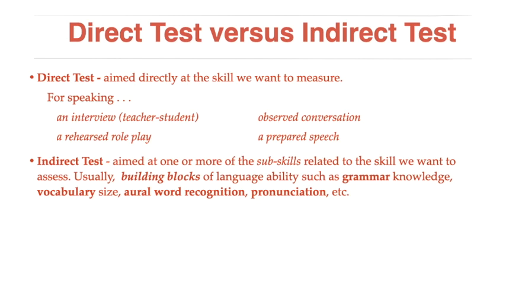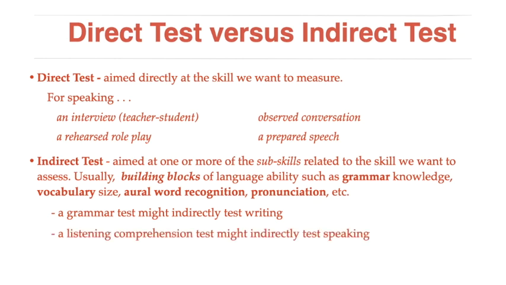Usually, this means the building blocks of language ability, such as grammar knowledge, vocabulary size, oral word recognition or pronunciation, etc. For example, writing an essay requires vocabulary, grammar, spelling, etc., so to some extent, a grammar test might indirectly test writing ability. Because oral communication requires listening ability to interact with a partner, a listening comprehension test might indirectly test communication ability.